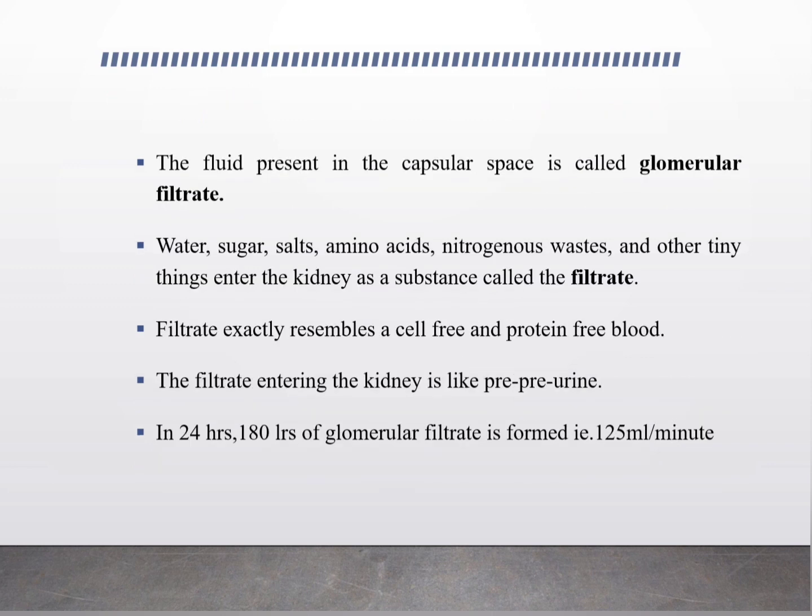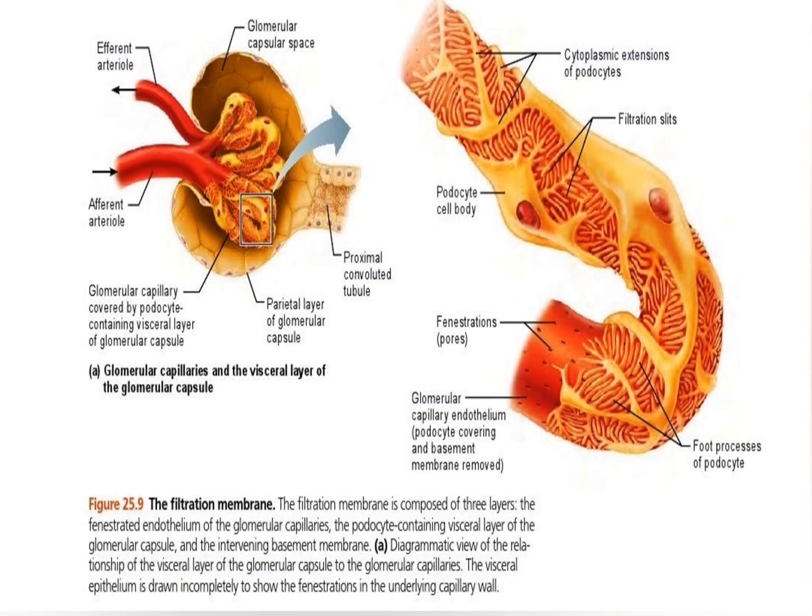The fluid present in the capsular space is called glomerular filtrate. Water, sugar, salts, amino acids, nitrogenous waste and other things enter the kidney as a substance called filtrate. Filtrate exactly resembles cell-free and protein-free blood. The filtrate entering the kidney is like pre-urine. In 24 hours, 180 liters of glomerular filtrate is formed, that is 125 ml per minute. This is glomerular filtration.